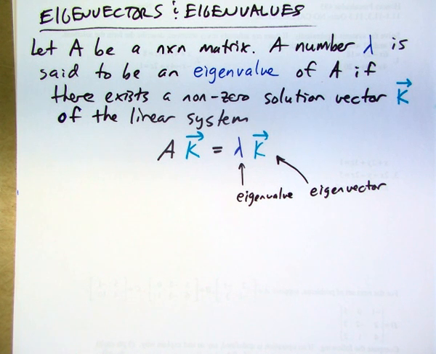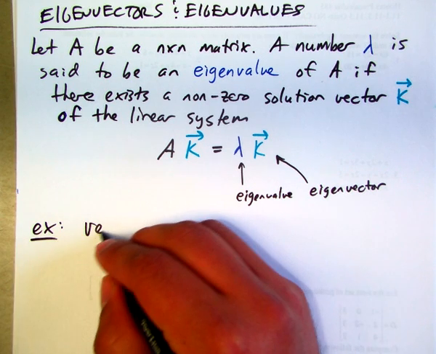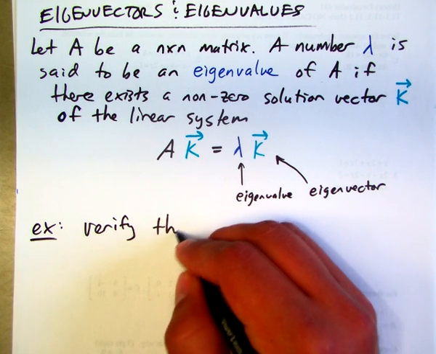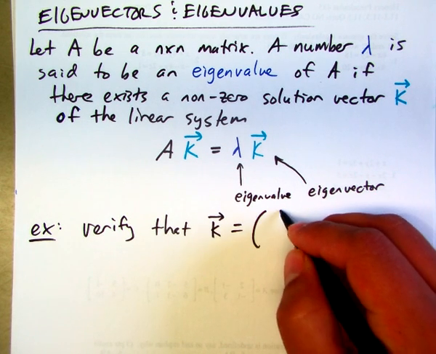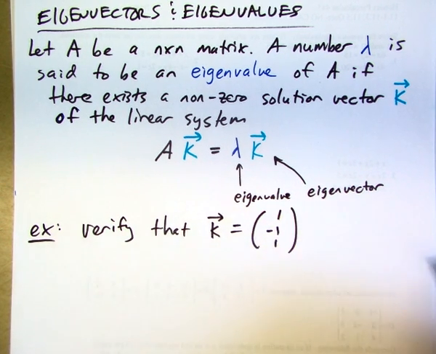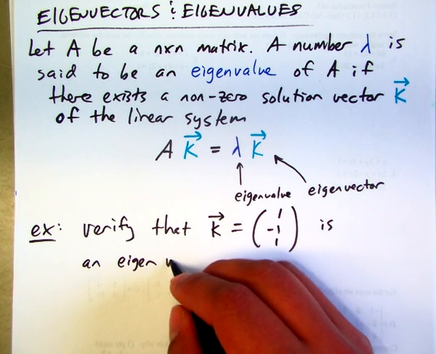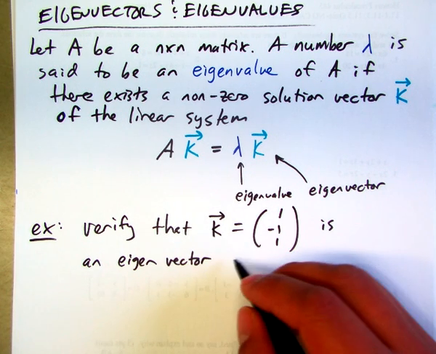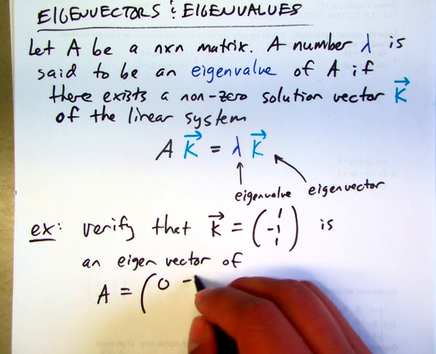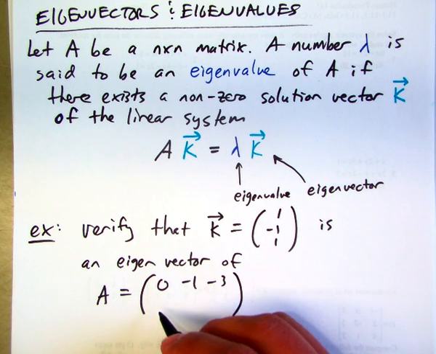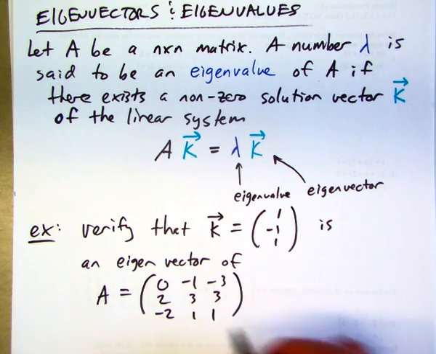Here's an example. Verify that K, which we'll define here as 1, -1, 1, is an eigenvector of the matrix with rows 0, -1, -3, then 2, 3, 3, and -2, 1, 1.